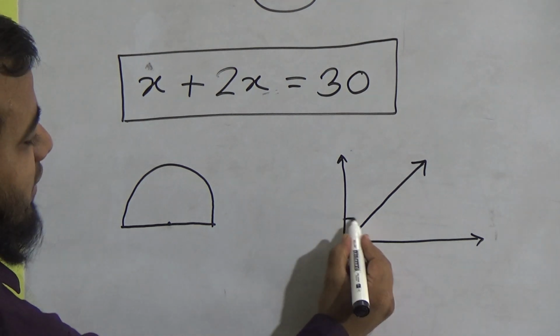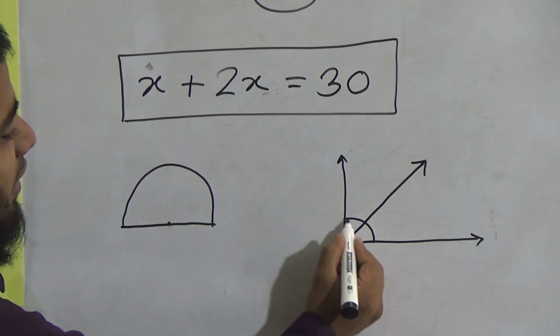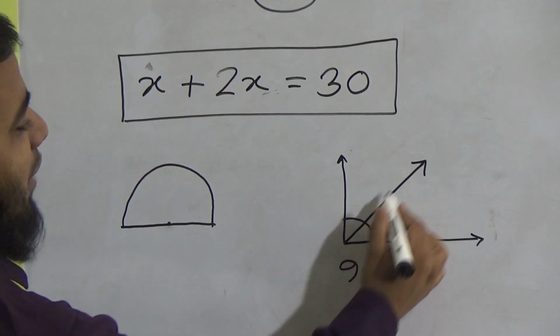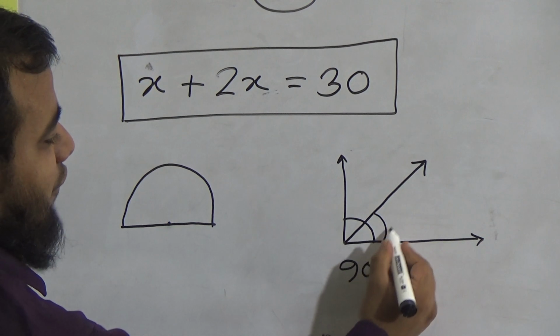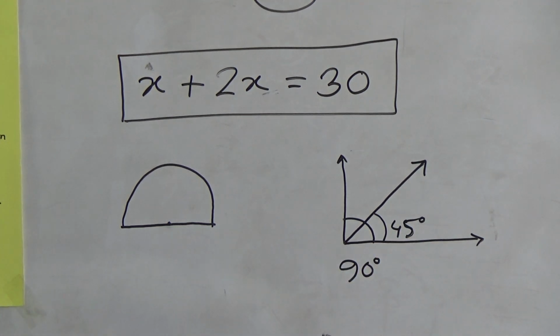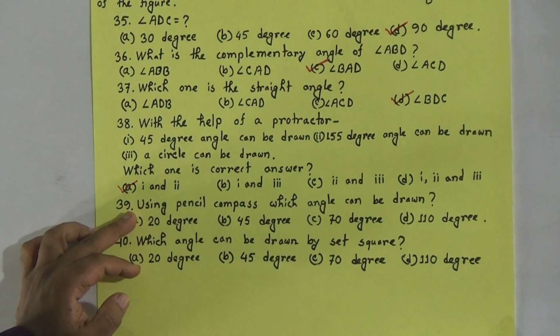That means it's a right angle. A right angle is how many degrees? A right angle is 90 degrees. Its measurement is 90 degrees. So when we bisect this angle, it will be 45 degrees. That means 45 degrees can be drawn by the pencil compass. So 45 degrees can be drawn and 90 degrees can be drawn.